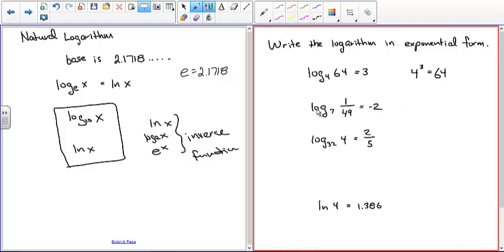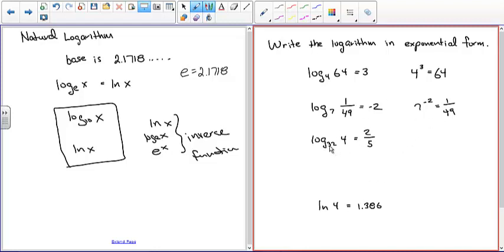So log base 7 of 1/49th is -2. So the corresponding exponential expression, the base is 7. So we write that down just like 4 is the base. The exponent is the right-hand side, and this is the answer. So 7 to the -2 power is 1/49. So these are the equivalent logarithmic and exponential forms.